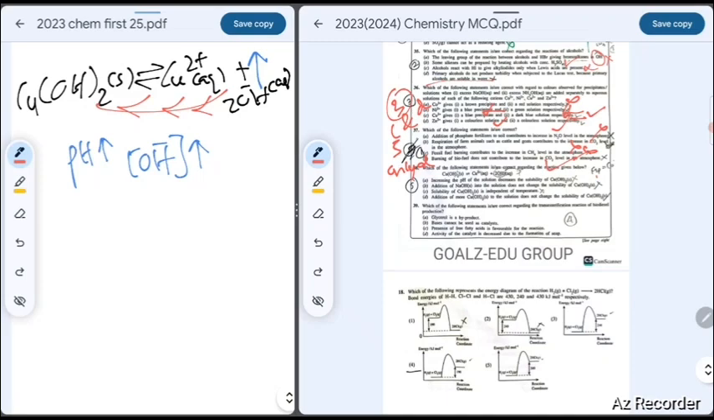So what they are telling is, increase in the pH of the solution decreases the solubility of Cu(OH)2. Yes. Why? Because of this. When OH- concentration increases, the backward reaction is favored. Backward reaction is favoring means the solubility will be lowered. Right? It will decrease the solubility of copper hydroxide.